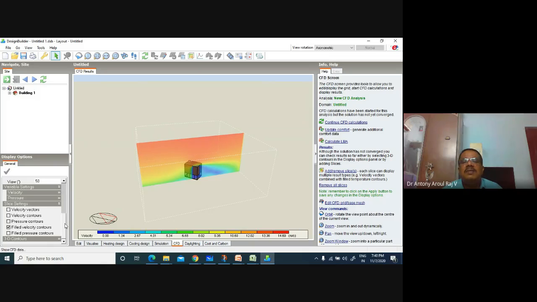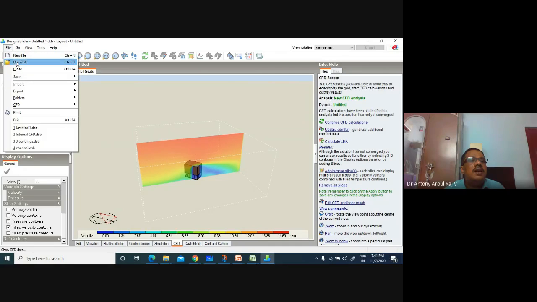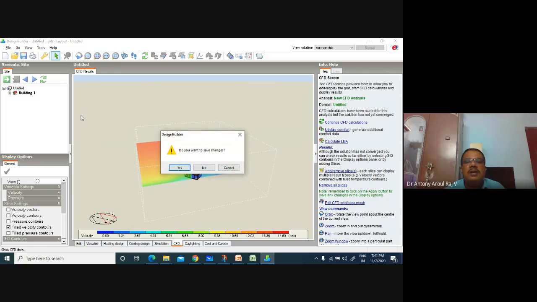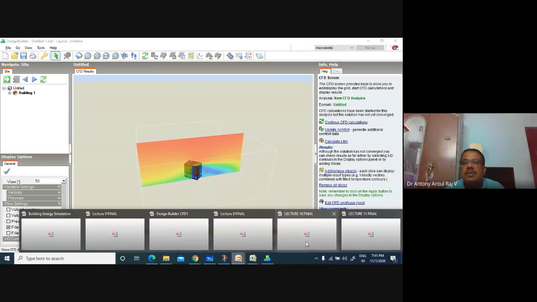Here we are seeing the components of the velocity. I'm seeing the velocity vectors. So this is the external flow around the building. If you want, we can see one more thing also. Before it opens, we will go back to our discussion.